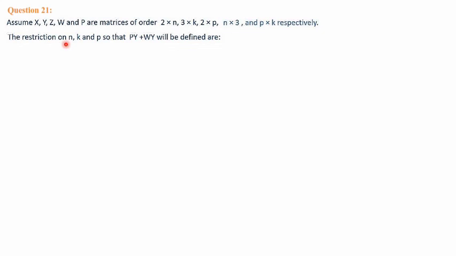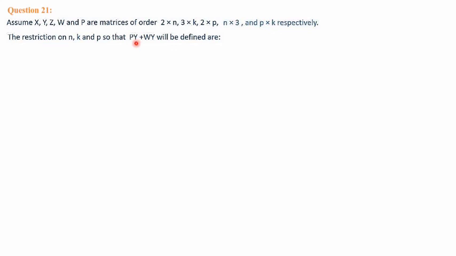The question asks for the restriction on n, k and p so that PY plus WY will be defined. Here PY is the product of two matrices, WY is the product of another two matrices, and we take their sum. As we know, when multiplying two matrices, their orders should have some relation. Simply we cannot multiply any two matrices. And while adding two matrices, both matrices should have the same order.